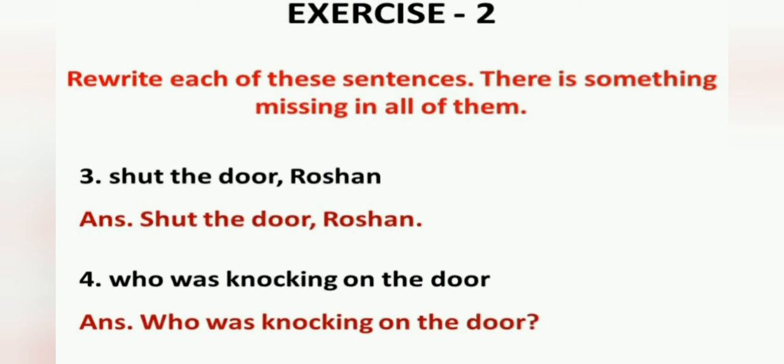Next, who was knocking on the door? Here someone is asking a question. So it is an interrogative sentence. We have to write capital W, and also we have to mark question mark at the end.